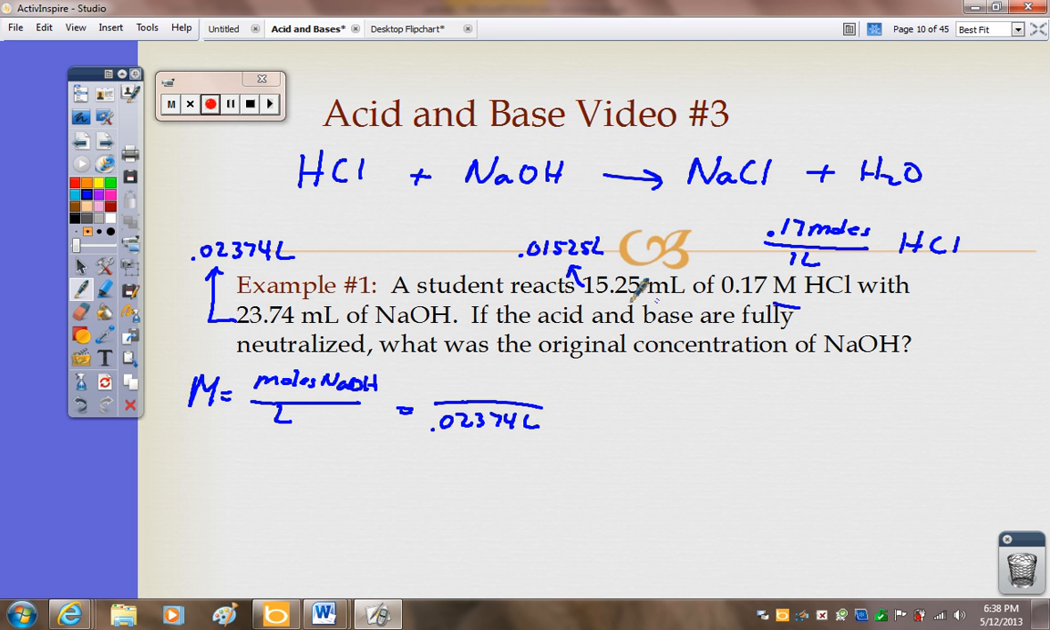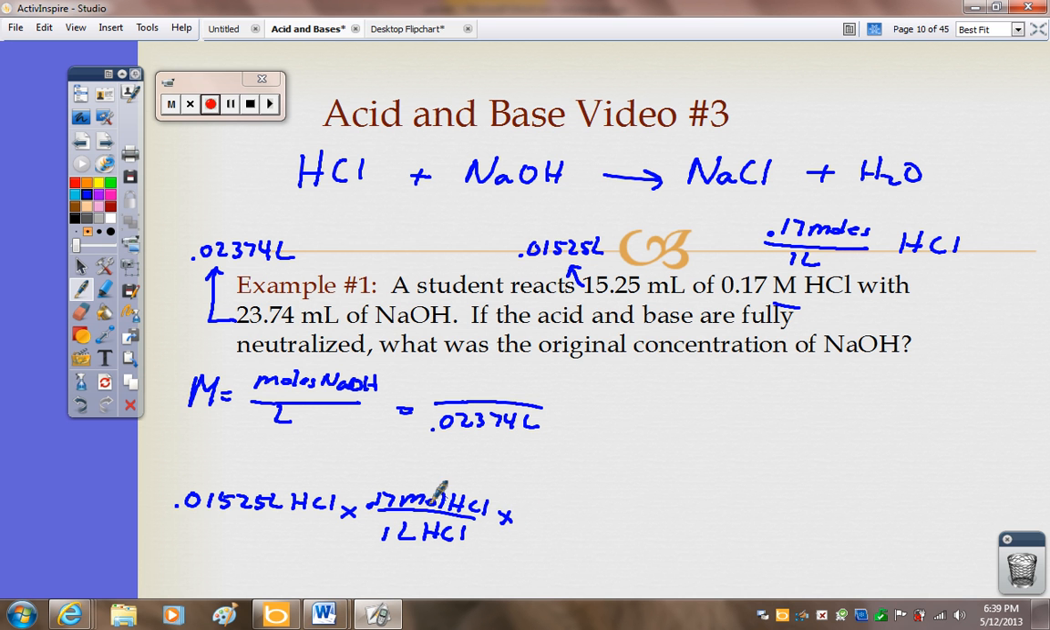Now I know more about the HCl, so I'm going to start there. This is my given, that's my conversion factor. So 0.01525 liters HCl. We're going to bring down the unit, so bring down the liters of HCl and go from liters to moles. This is our molarity, 0.17 moles, so 0.17 moles per 1 liter. Make that look like a decimal.